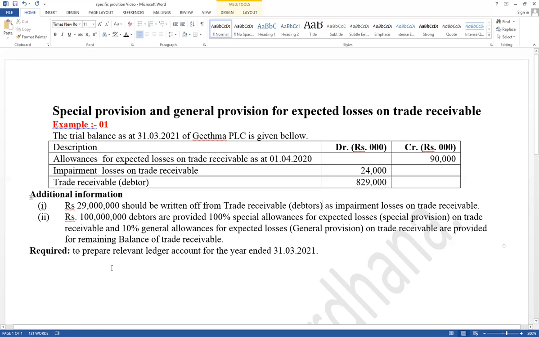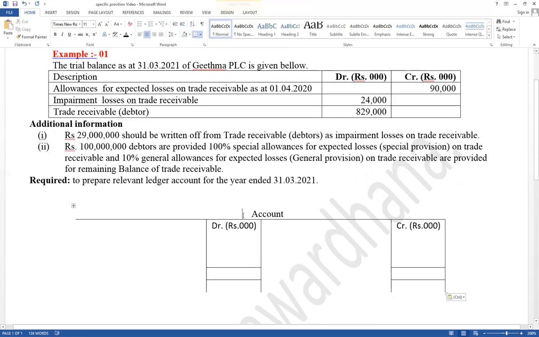Right, they ask for the relevant ledger accounts for the year ended 31st March 21. Therefore, you have to prepare them. There are 4 ledger accounts. First one, trade receivable accounts. And second one, impairment loss on trade receivable. First, prepare the ledger accounts. Trade receivable accounts.